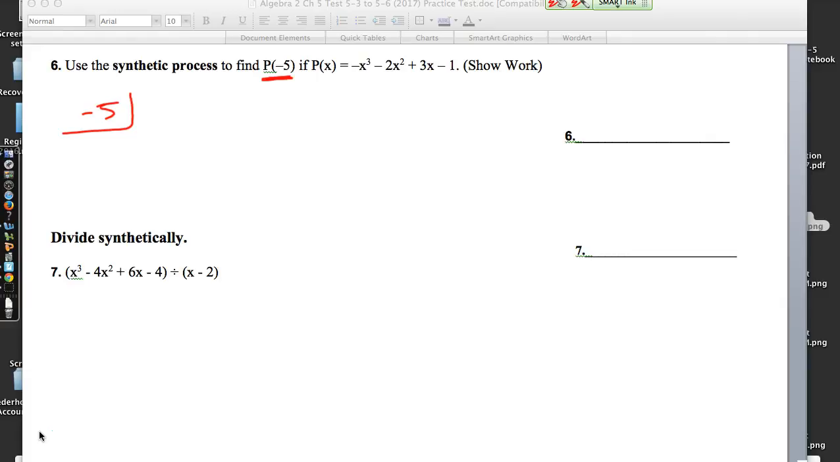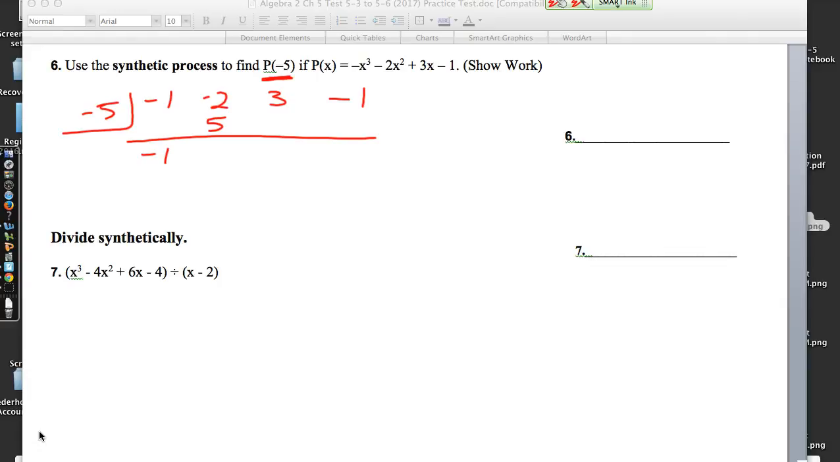So now, here's the risk. We have to make sure everything's there. If anything's missing, put a 0 in as a placeholder. So 3, 2, 1, 0, everything's there, even the constant. So we'd have a -1, a -2, a 3, and a -1. And you're going to have plenty of time for this test, so just take your time, bring down your leading coefficient. When you're outside the box, you're multiplying by a, so that's going to be a +5.